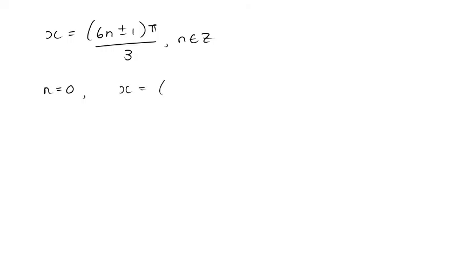All right, so for example, the very first question that we did, the cosine one, we got this solution. And what I want to know is the first 3 positive solutions. So I'm going to pick n equals 0 and sub that in. So we get x equals 0 plus or minus 1 pi over 3. Yeah, so that's just plus or minus pi on 3.